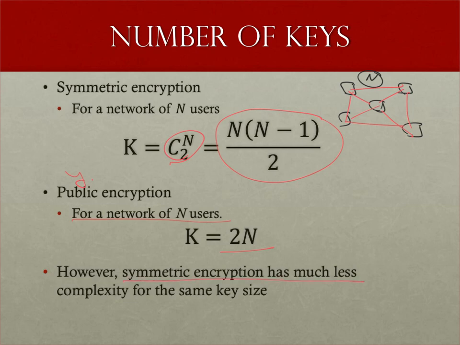Symmetric encryption has less complexity in terms of time. If you have the same key size, and use symmetric encryption, which is based on transposition and permutation, versus public cryptography, which is based on exponents, calculating this exponent, by the way, is highly complex. So for the same key size, public encryption has higher complexity. That's why they use it initially just once. In the beginning of the communication, they use it to exchange the symmetric key.